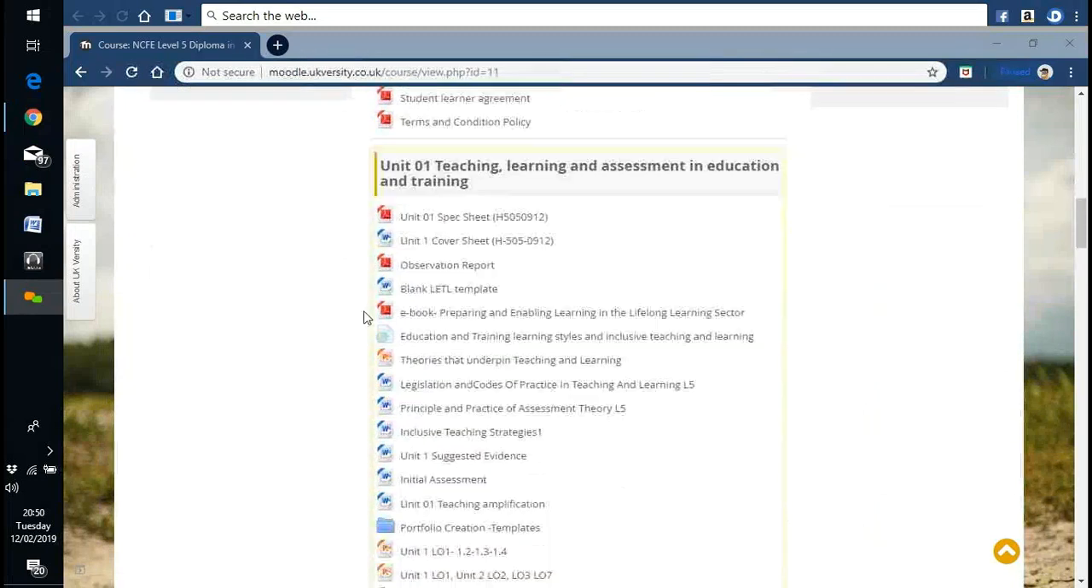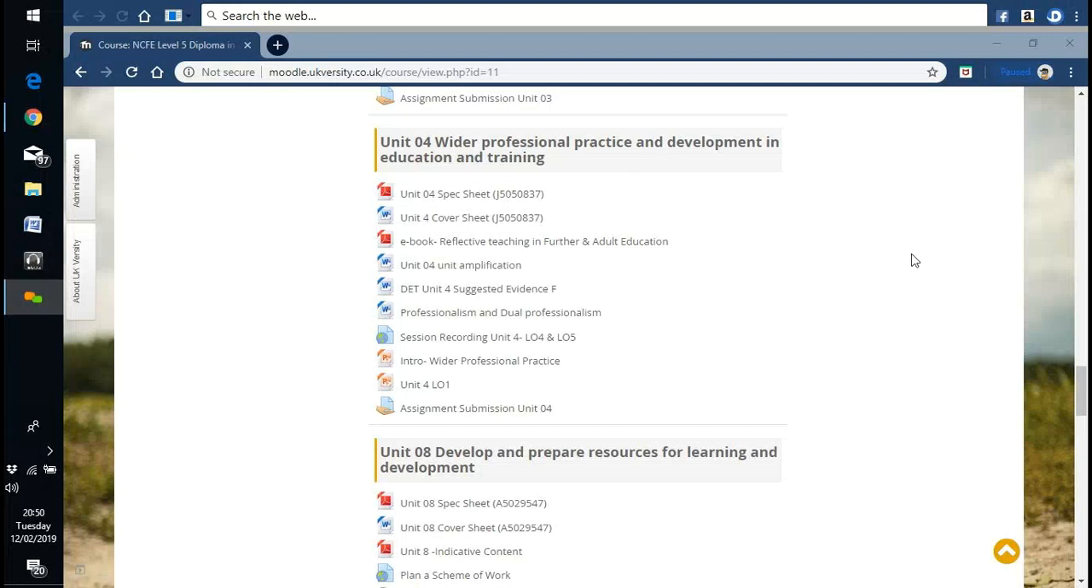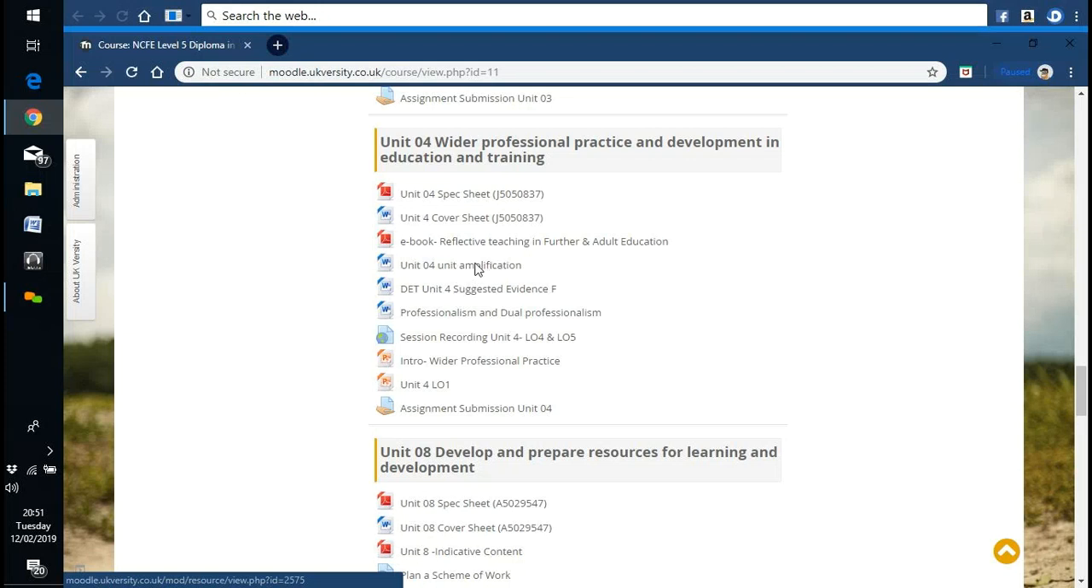So we're going to have a look at Unit 4 today. It's just looking at wider professional practice and development in education and training, and there are a number of pieces on here. I've put the Unit 4 amplification in now, so I've completed all the units. Unit 4 is the last of the obligatory units; the rest are the choice ones afterwards. I'll put those two documents as probably the best ones to keep using because they are useful. I'll open them up. I've been using the amplification.